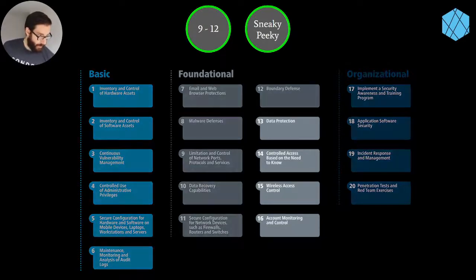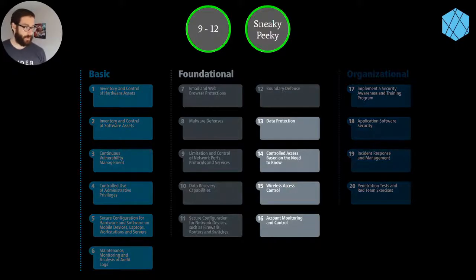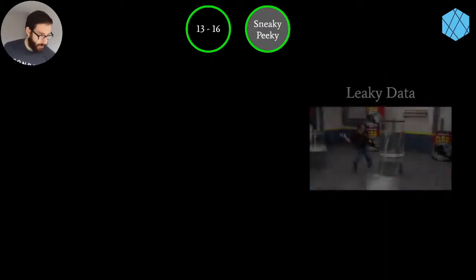And these are the controls we're going to talk about today. So 13 through 16. We're going to talk about data protection. We're going to talk a lot about controls actually. So the next are all revolving around some type of control. So with that said, let's jump to the first one.